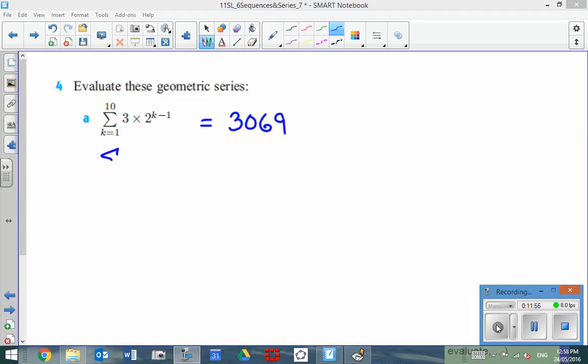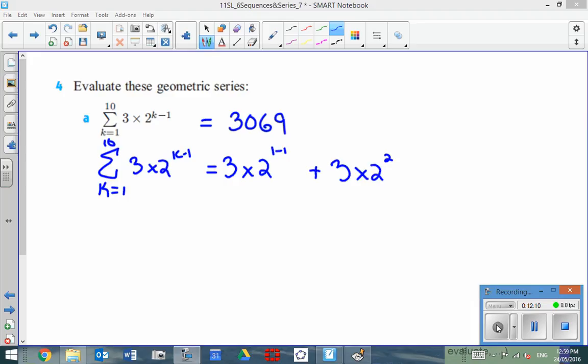Another method is actually to substitute in all the values. If I substitute in k is 1, so 1 minus 1, plus k is 2, plus, and I continue. I could also get my last term, 3 times 2 to the 10 minus 1, and then I can get my 3,069 that way.